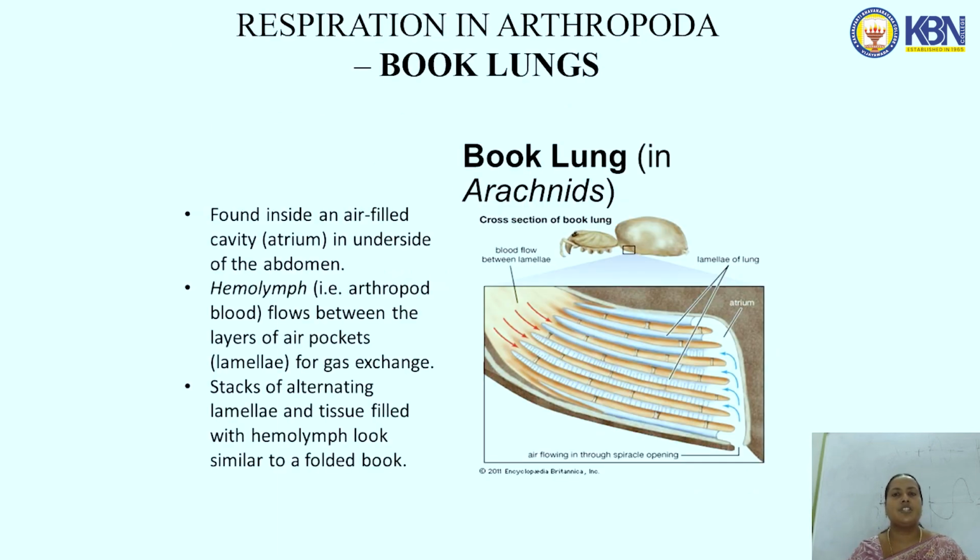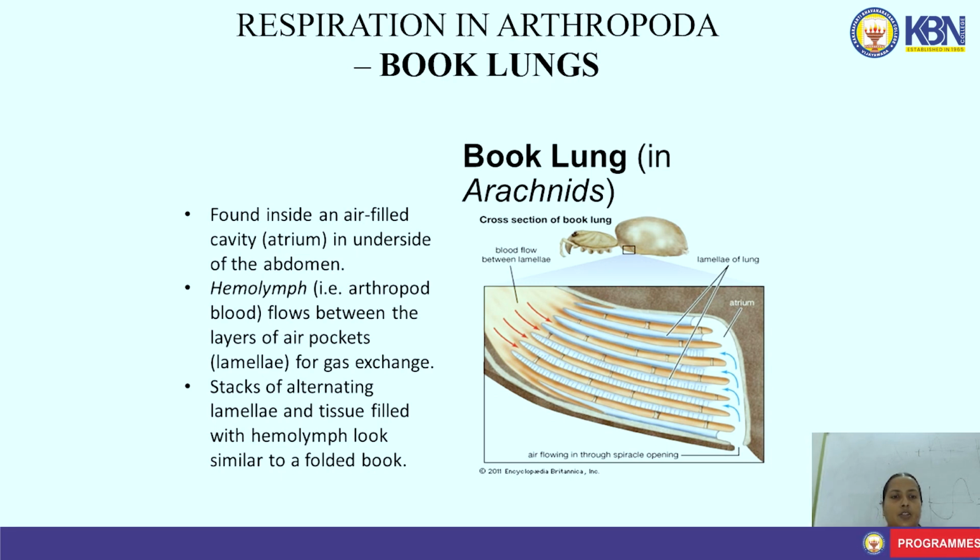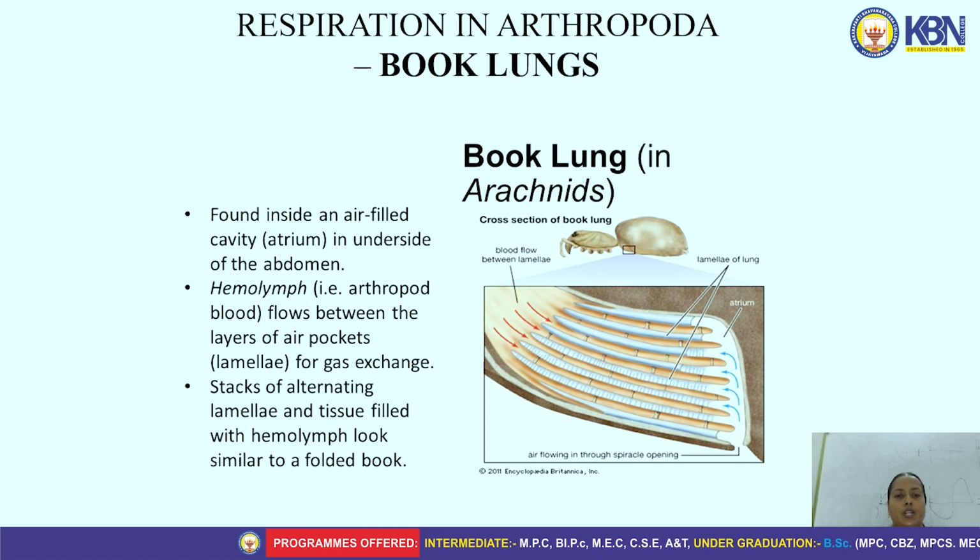Now respiration in arthropods: book lungs. Book lungs in arachnids are found inside an air-filled cavity, that is atrium, in the underside of the abdomen. Hemolymph, that is arthropod blood, flows between the layers of air pockets, lamellae, for gas exchange. The stack of alternating lamellae and tissue filled with hemolymph looks similar to a folded book.